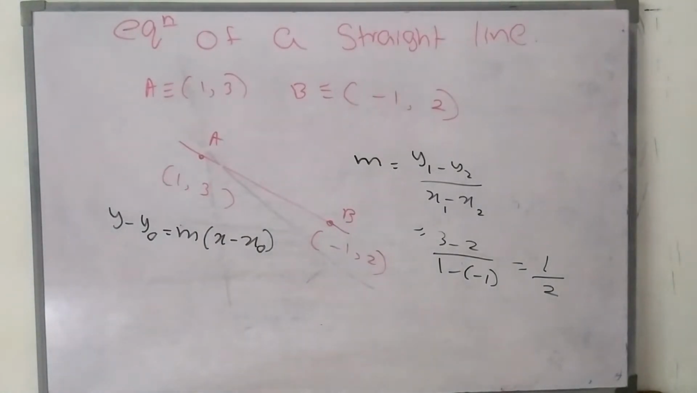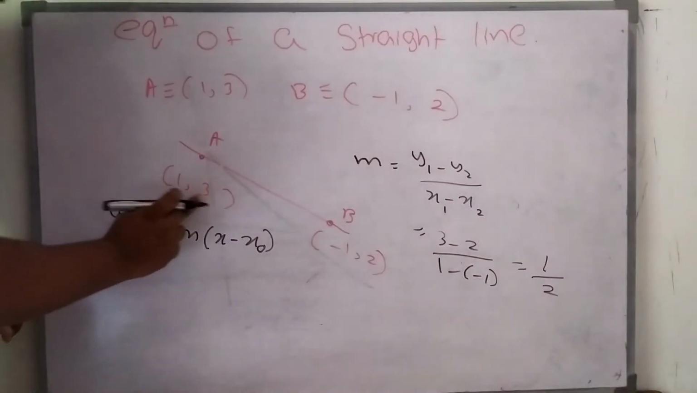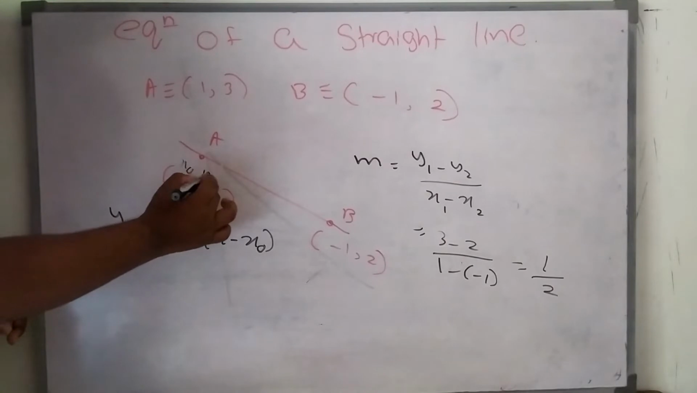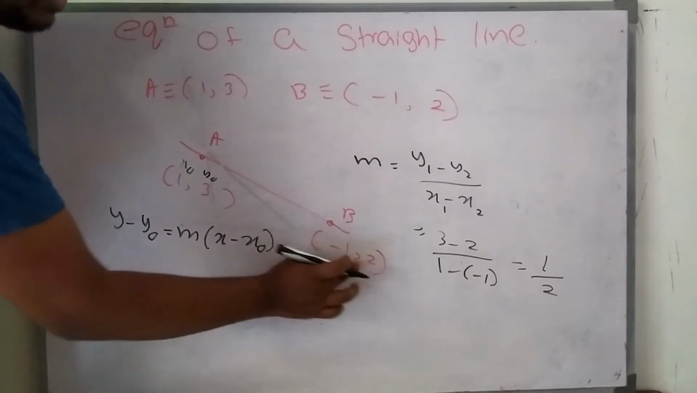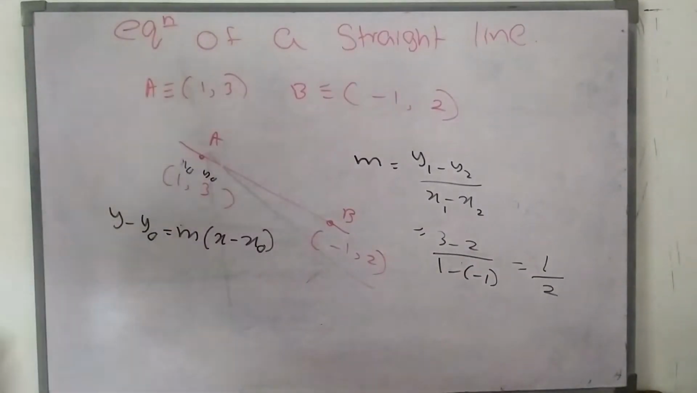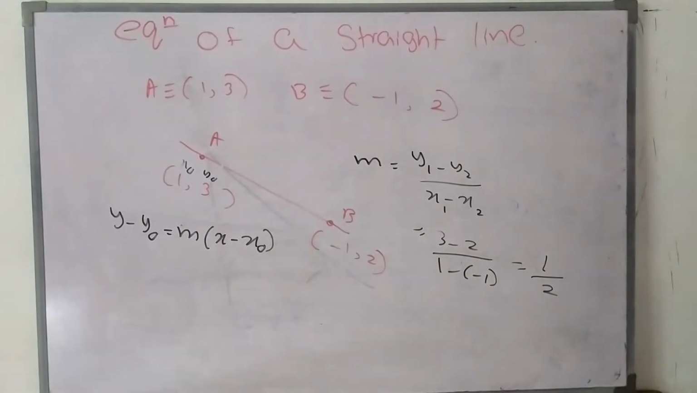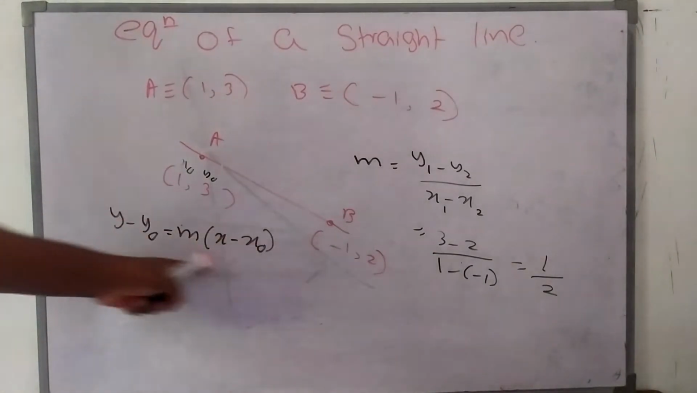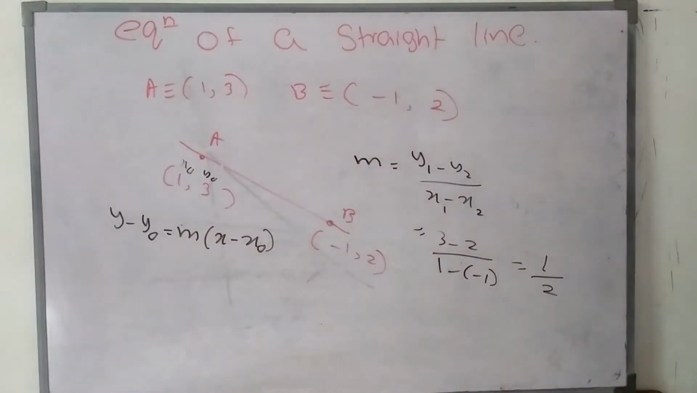So y naught and x naught mean any coordinates that you want, right? You can put x naught and y naught as A, or else you can put them as this. So m means the gradient. This is the main equation of the straight line, right?